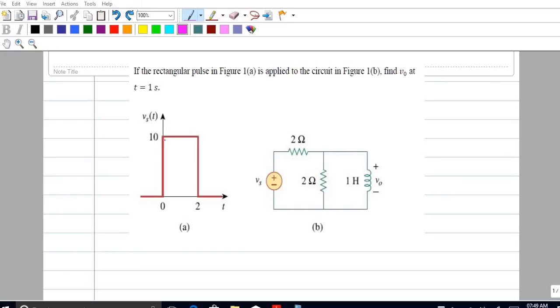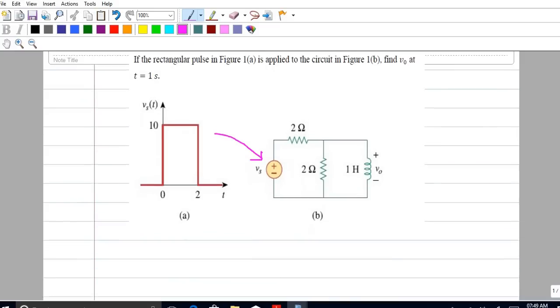So there is a signal Vs of t that is given as the input for the circuit in figure 1b. This particular signal is given as the input for this circuit. We need to find out V0 of t. Then after obtaining V0 of t, we need to substitute t equal to 1 second. We need to find out what is V0 at t equal to 1 second. So we'll try to use the properties of Fourier transform so that we will get the required result very easily.